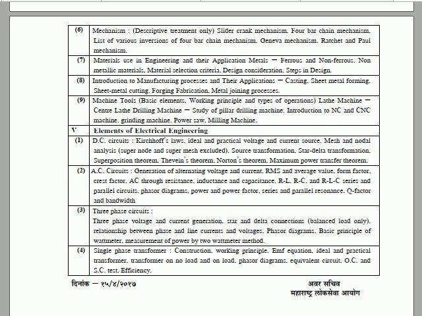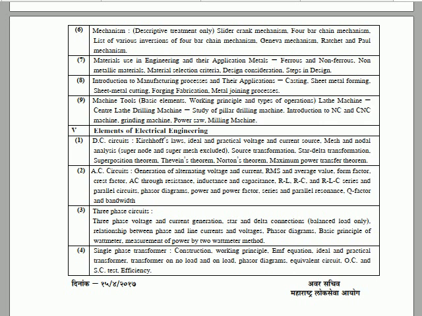Then the next chapter will be 3-phase circuit, 3-phase voltage and current generation, star delta connections, relationship between phase and line current and voltage, phasor diagram. Basic principle of wattmeter, measurement of power by 2 wattmeter method.